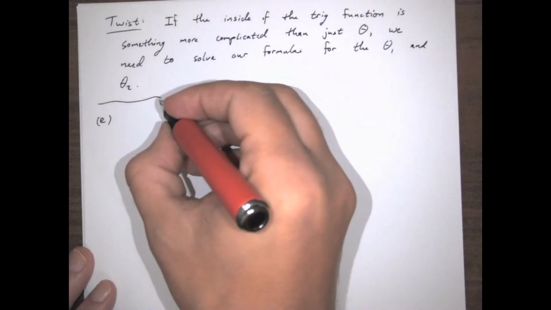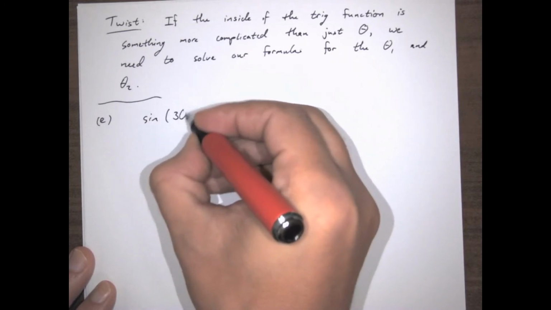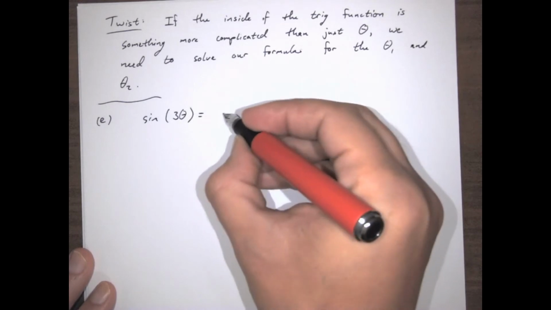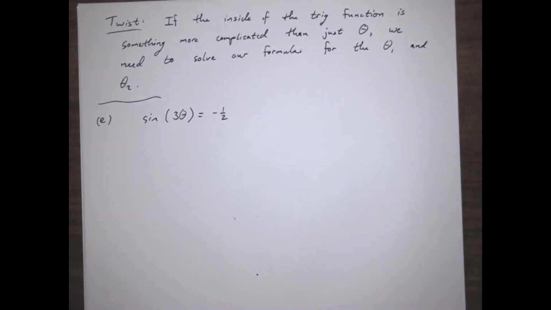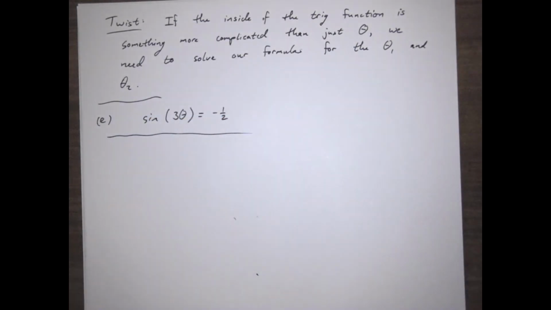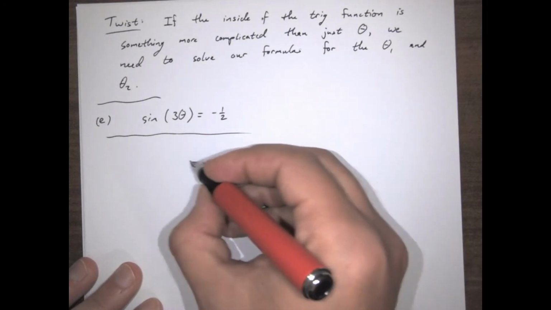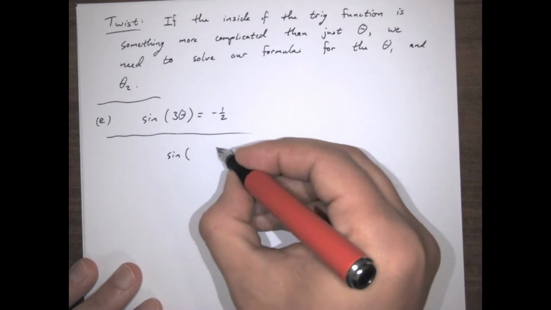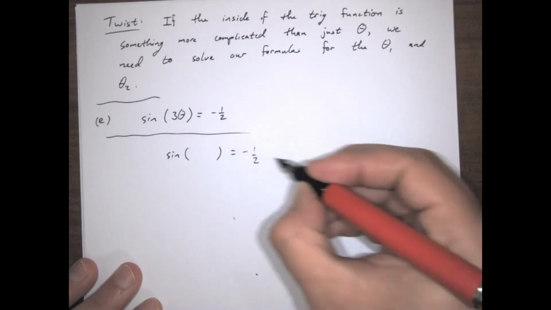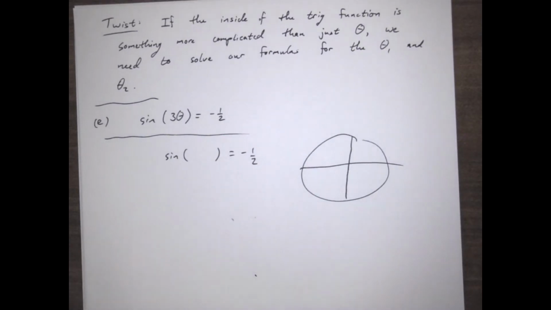So let's say that what we have is something like the sine of 3 theta is equal to negative 1/2. So sine of 3 theta equals negative 1/2. All right. So the first step of this is actually not so bad because we just have to solve for the trig function, and the trig function is already solved for. Okay, so now what we just do is think, okay, sine of blank equals negative 1/2. Where is that on the unit circle? Make a formula, and then that formula is what we'll have to end up solving for the new thetas.